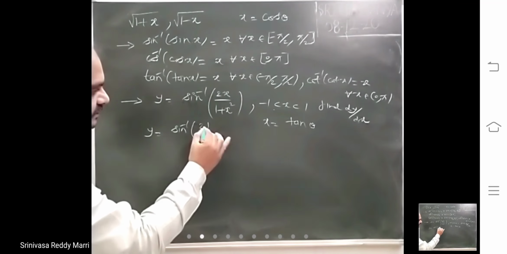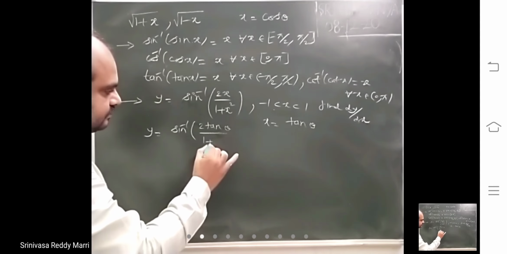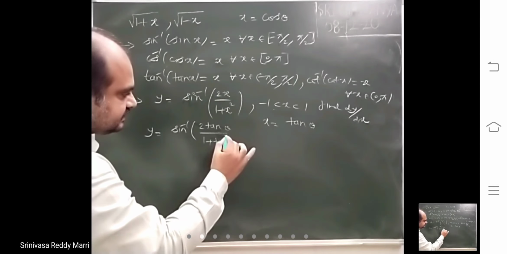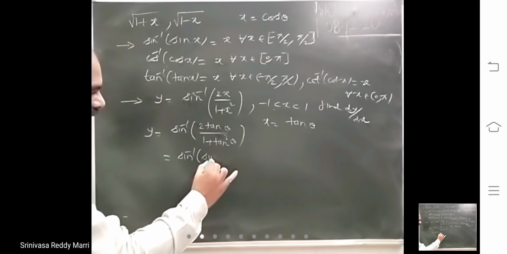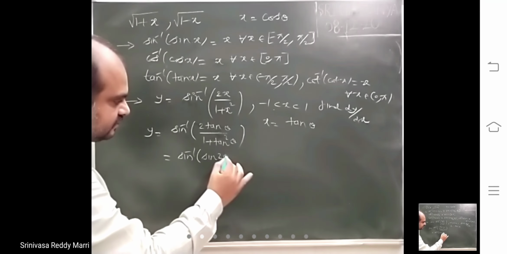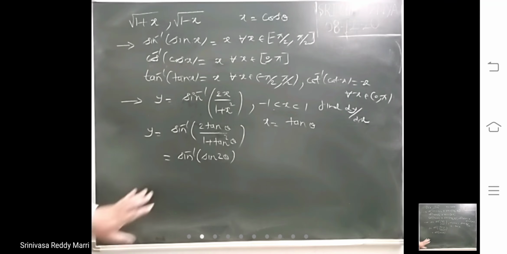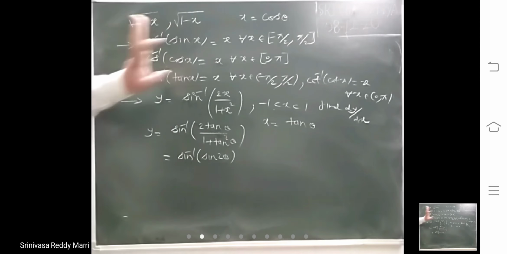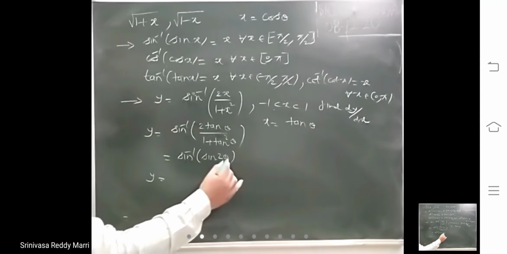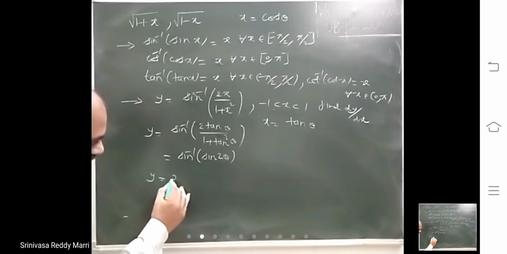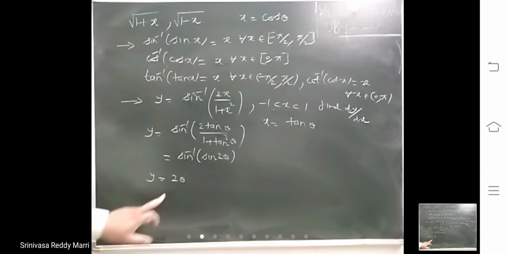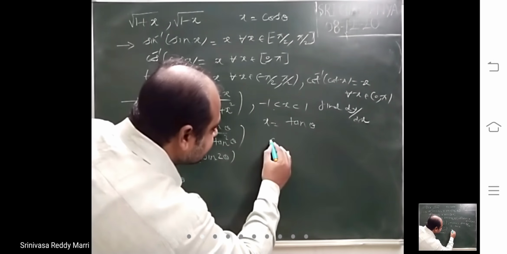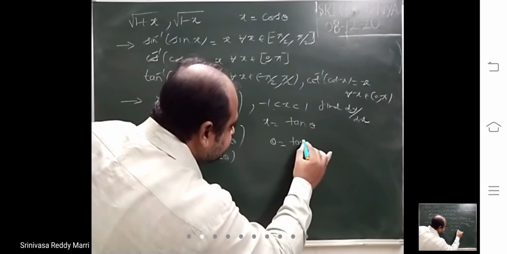Sine inverse of 2 tan theta by 1 plus tan square theta, that can be further simplified to sine inverse sine 2 theta. Sine inverse sine x is what? x. So this is nothing but 2 theta. Now theta in terms of x: after simplifying, theta equals tan inverse x.